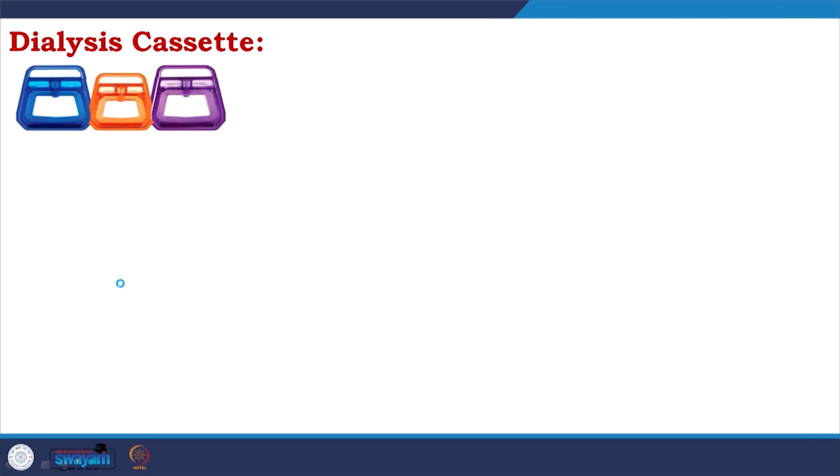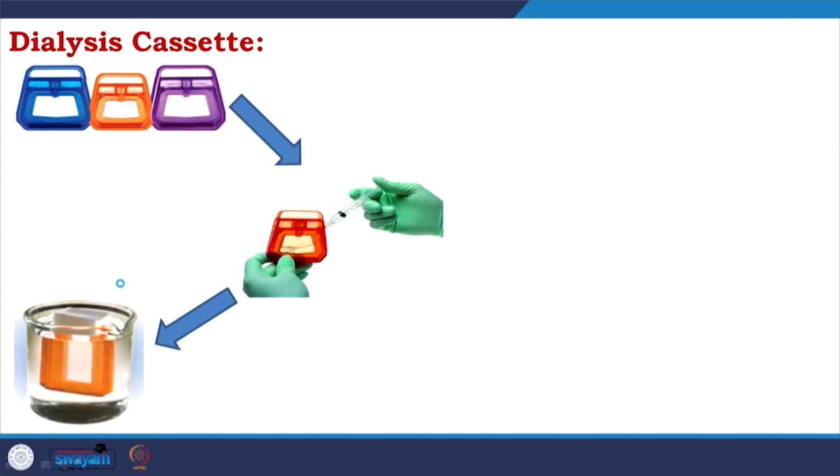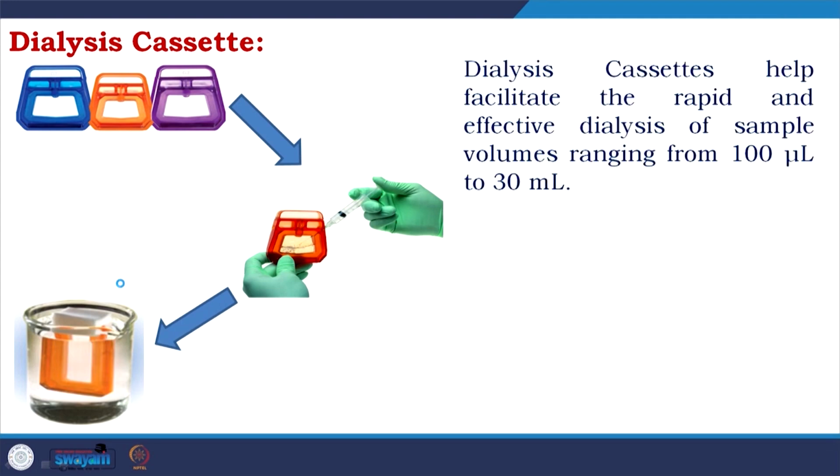Dialysis cassettes are a more advanced form. They are especially good when you have a small volume and you don't want to lose your protein. This works on the same principle as snake skin. So dialysis cassettes help facilitate the rapid and effective dialysis of sample volume.